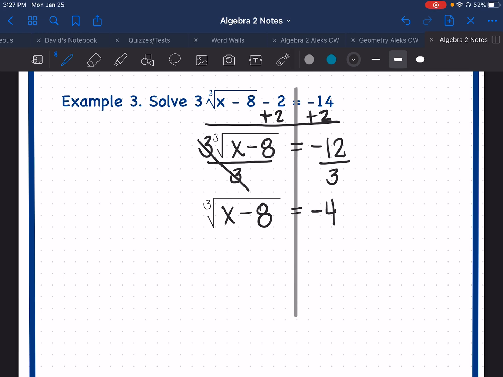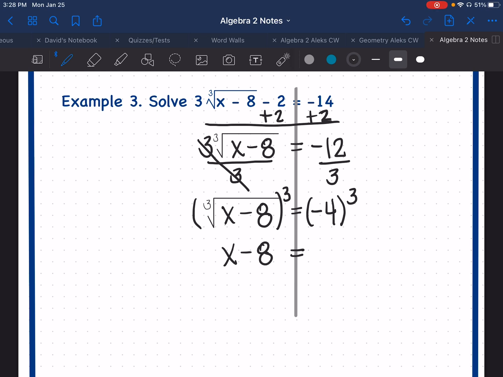Now, much like I got rid of the square root, I'm going to do the same thing to get rid of the cubic root. But this time, instead of squaring it, I need to cube it, because cubing gets rid of a cubic root just like squaring gets rid of a square root. What I do to one side, I must do to the other. This simply gives me x minus 8 on this side.